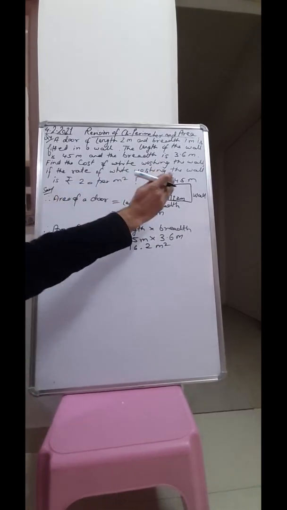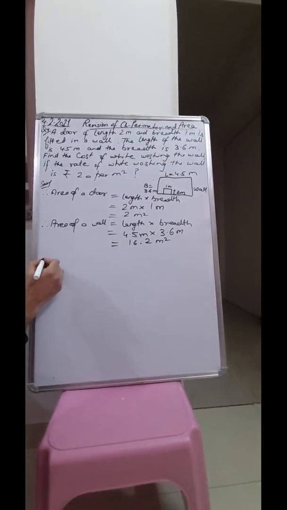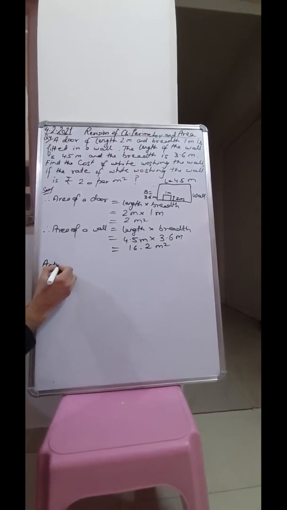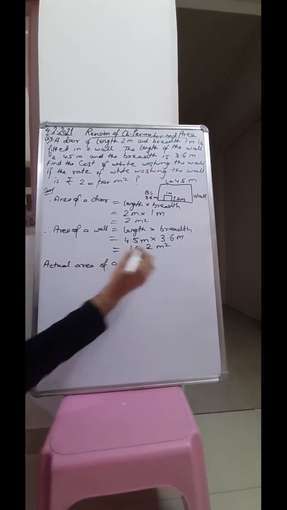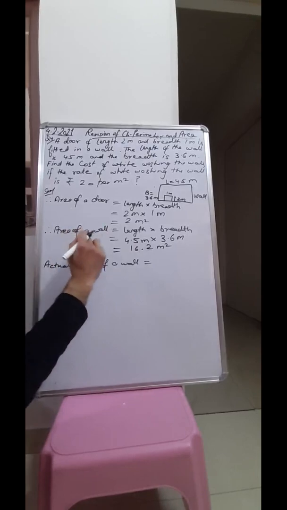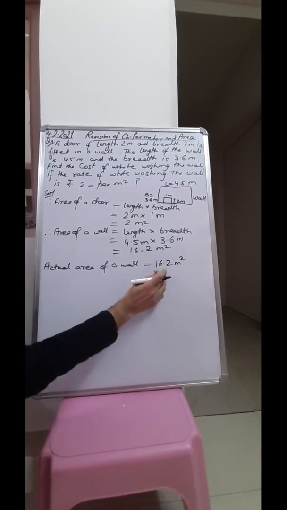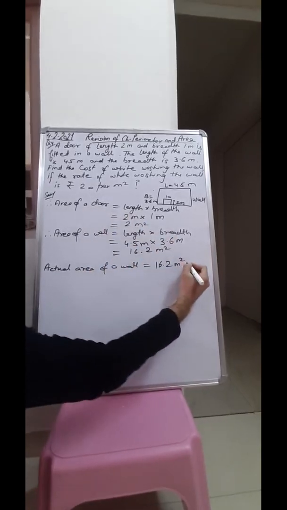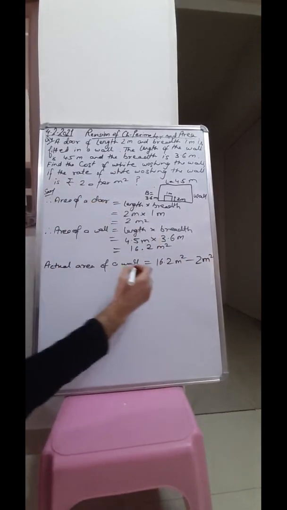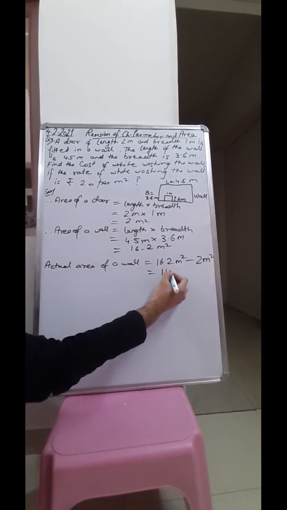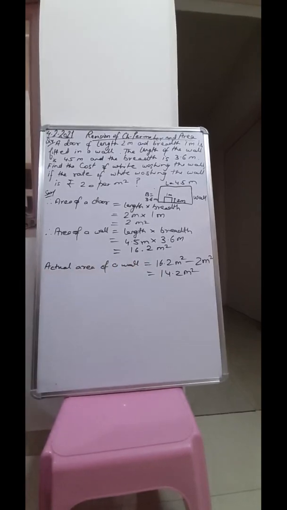So the door is fixed on a wall, so that means we don't have to whitewash the door part. So we have to find out the actual area of a wall. The total area of the wall is 16.2 meter square. From this 16.2 meter square, we are going to subtract the area of a door, because we don't have to whitewash the door part. You will get 14.2 meter square. So the actual area of a wall is 14.2 meter square.